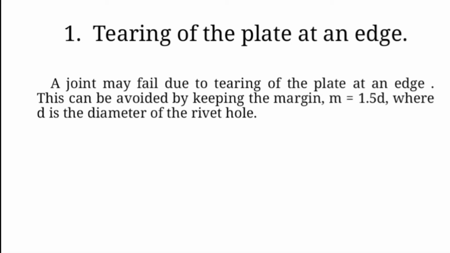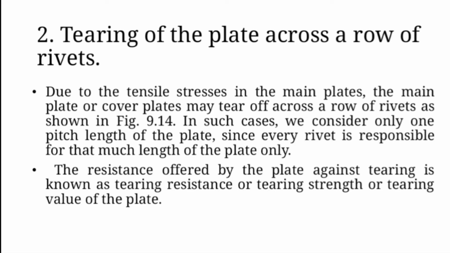The first one is tearing of the plate at an edge. A joint may fail due to the tearing of the plate at an edge. This can be avoided by keeping the margin m equal to 1.5d, where d is the diameter of the rivet hole. Next, the second one is tearing of the plate across a row of rivets.